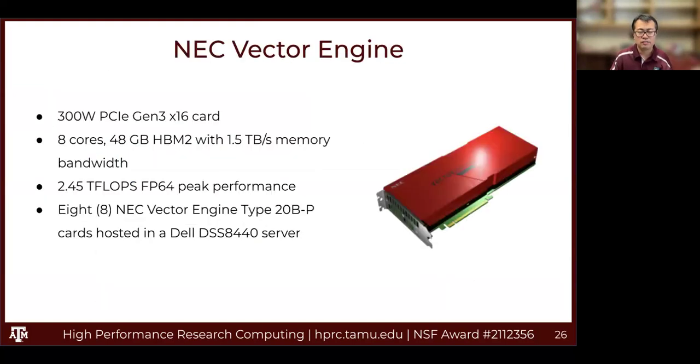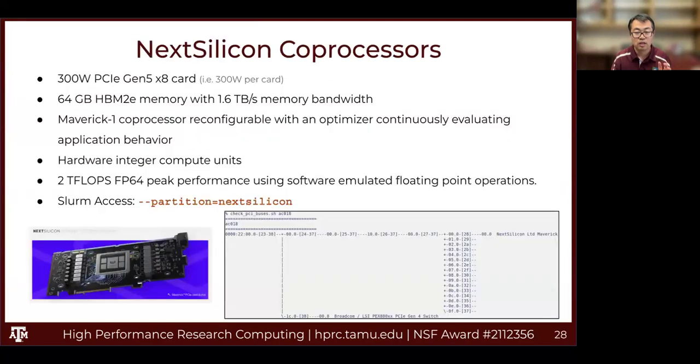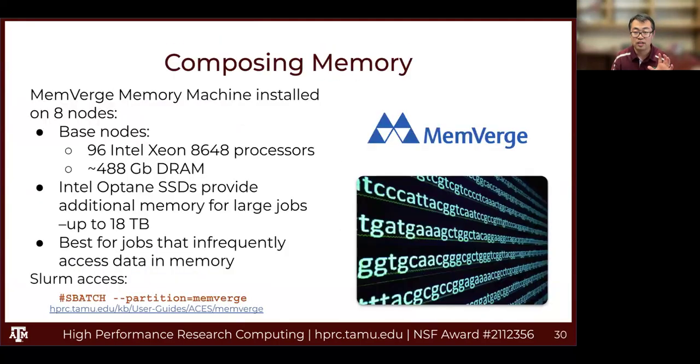We also have NEC vector engines. I will not give a deep dive about this. I just want to show some specifications of them here, and you can read it later as well because our time is very limited, and I just want to give you a brief overview about this. All sorts of accelerators on ACES. These are the composable memory that you can get a large memory node as well.